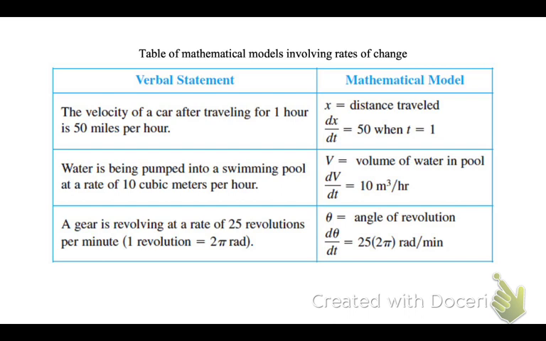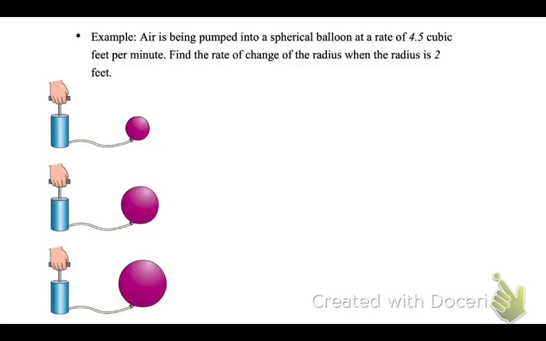A gear is revolving at a rate of 25 revolutions per minute. 1 revolution is 2 pi radians. So theta is the angle of revolution. d theta/dt is 25 times 2 pi radians per minute. Do those statements make sense from left to right? Okay, so you'll just have to read them. Sometimes you reread them. I would always encourage you to write down what you think, and go back and reread.